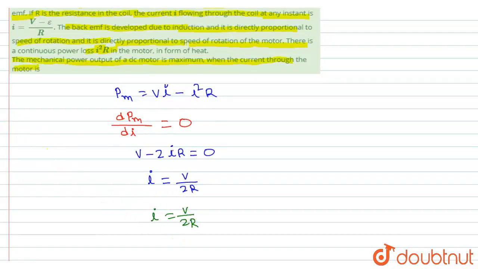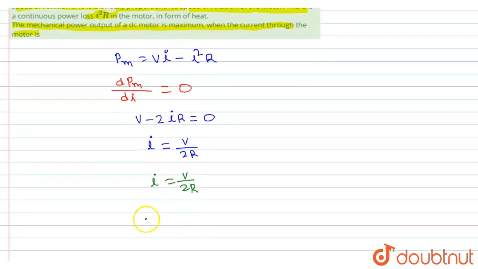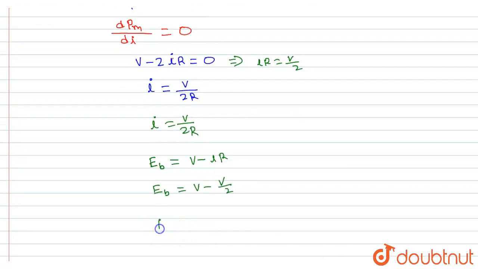Now we can find the back EMF at maximum power. Let us consider EB is the back EMF. EB is equal to V minus I R, and from here we can see that I R is equal to V by 2. So EB at maximum power is equal to V minus V by 2, which is equal to V divided by 2.